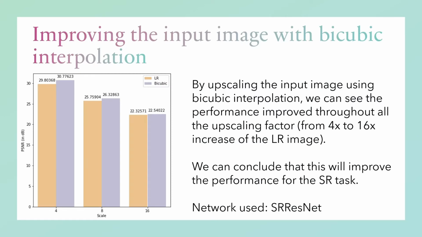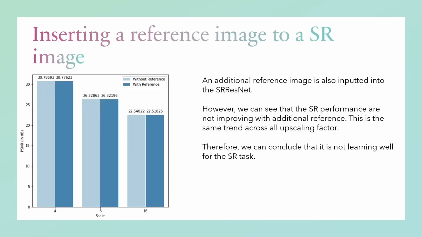By improving the input image using bicubic interpolation, the SR performance indeed improves. We can see the effect throughout all the different scaling factors, so we can conclude that it will improve the SR performance based on our rationale. One point to note is that the SR network used here is SRResNet. Secondly, we also insert an additional reference image into SRResNet, but the performance did not improve. Therefore, we conclude that it's not learning well for this SR task.